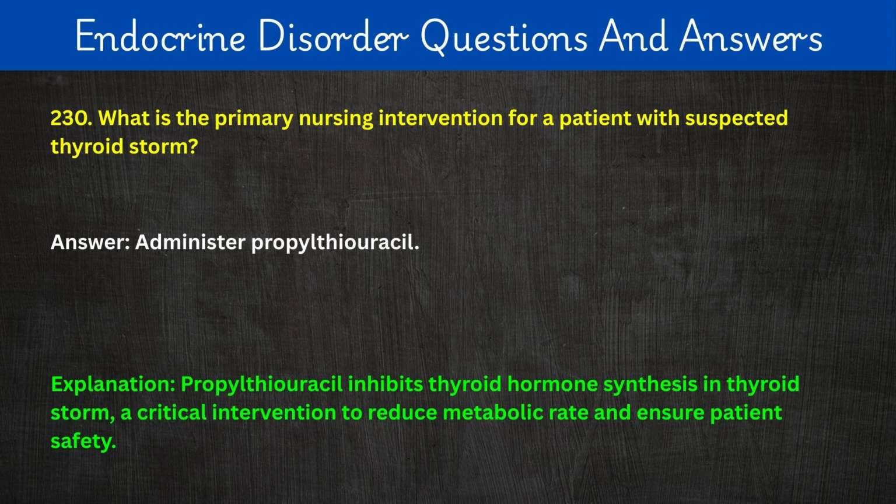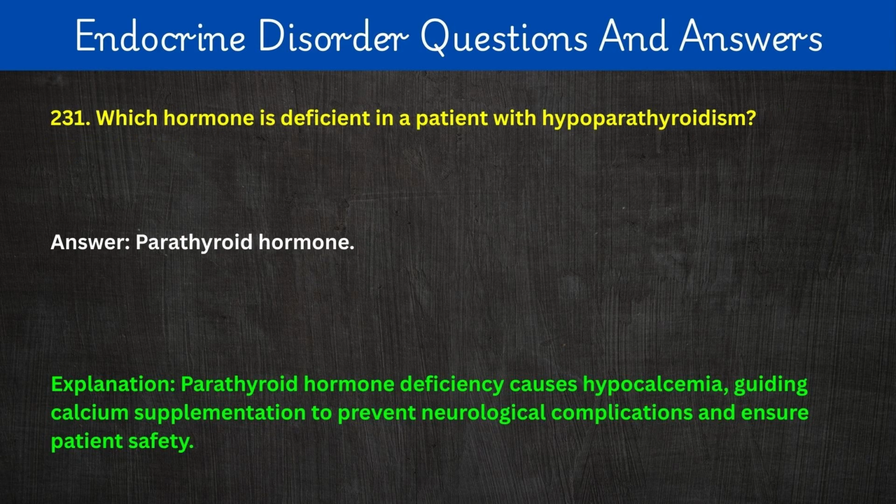Answer: administer propylthiouracil. Explanation: propylthiouracil inhibits thyroid hormone synthesis in thyroid storm, a critical intervention to reduce metabolic rate and ensure patient safety. 231. Which hormone is deficient in a patient with hypoparathyroidism? Answer: parathyroid hormone. Explanation: Parathyroid hormone deficiency causes hypocalcemia, guiding calcium supplementation to prevent neurological complications and ensure patient safety.